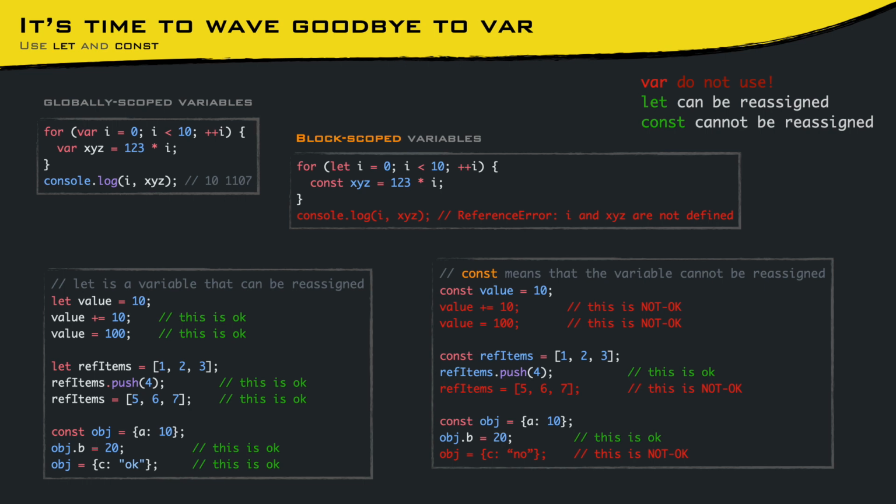But if you assign an array, you can still push, remove, and edit values. Same thing with objects and fields. But you cannot reassign the variable. This is because const means that the variable name cannot be reassigned, not that the content is immutable.